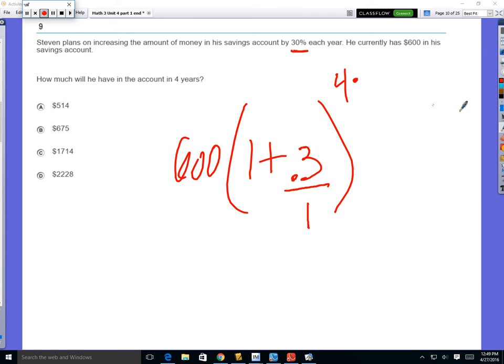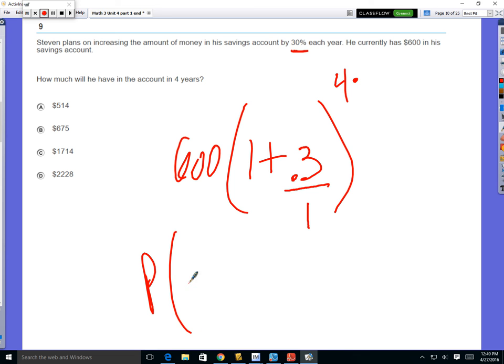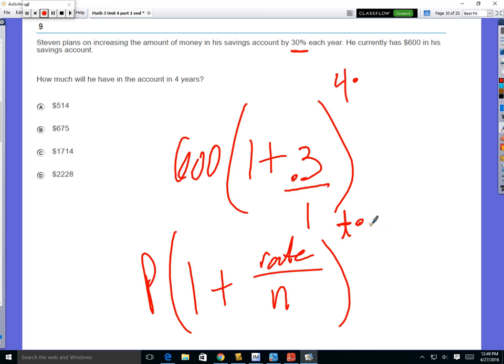What is this? Compound interest. When you get interest, this guy's a compound interest, which is the principal times 1 plus the rate divided by n, how many times you compound it, times the exponent, which is going to be time, number of years, times n.